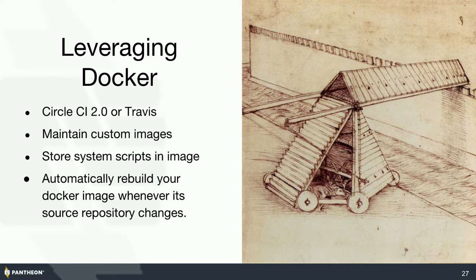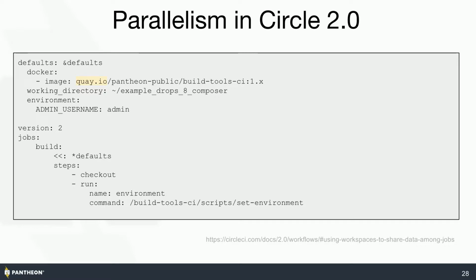So it's possible to automatically rebuild your Docker image whenever your source repository changes. This slide is showing a configuration setup for Circle 2.0, and the first line there says that I'm going to pull an image off of Quay, and Quay is a service where you can put Docker images, and they have a free tier. A lot of times people are using Docker Cloud, which is the recommended or standard, I guess you would call it, repository.